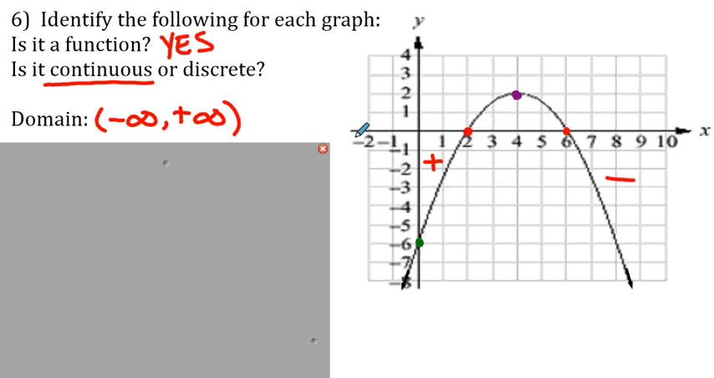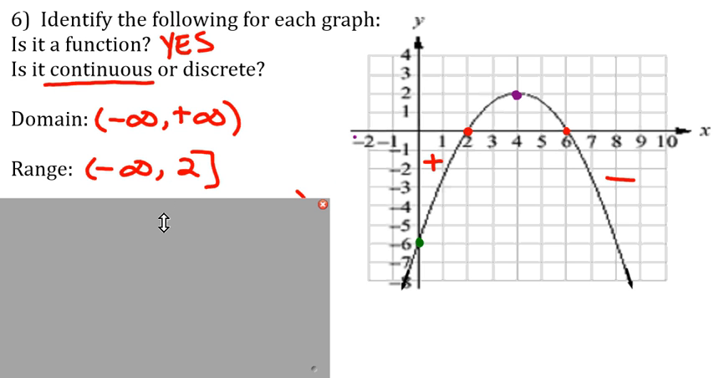Our range, our lowest output. Now, remember, these are going to continue on. So this is going to continue decreasing, decreasing. So we have no lowest values. We're going to go from -infinity to our highest 2, and we're stopping there, so we have a bracket.